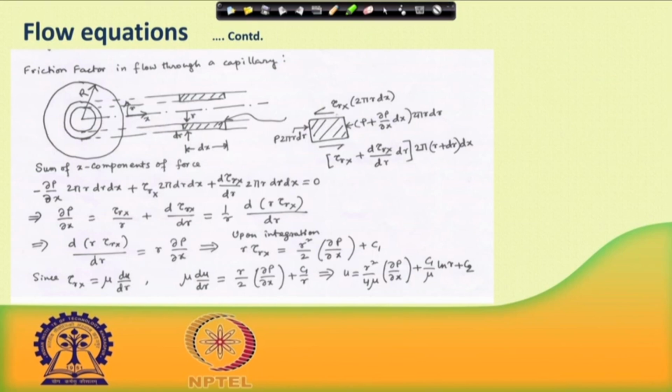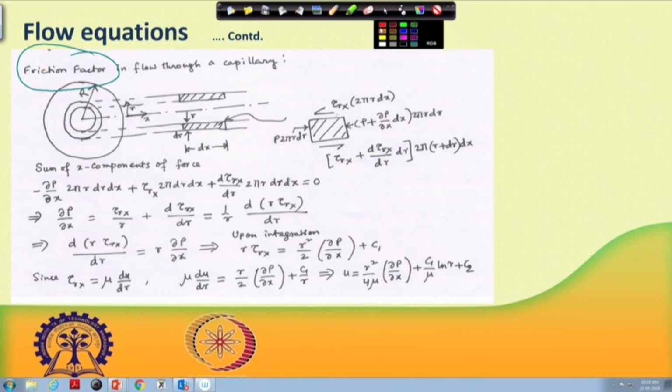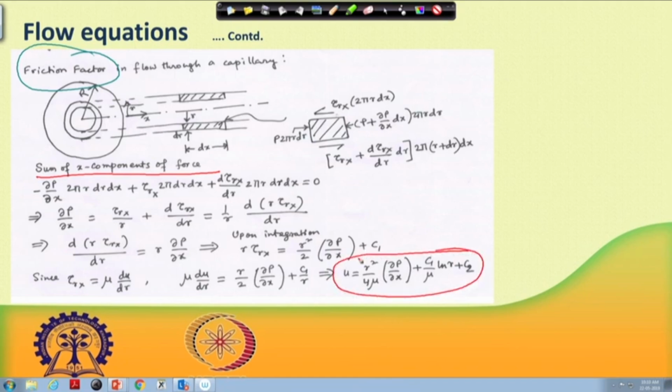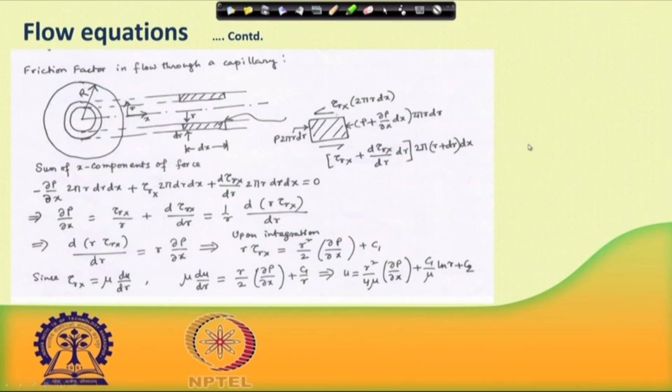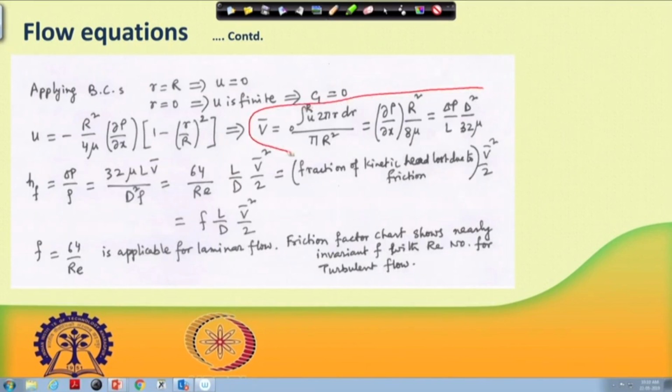In the last class we discussed the definition of friction factor. In particular, we did a momentum, a force balance equation, the sum of x component of force, and from there we arrived at the general equation for velocity profile. Farther down, we found the final form of the velocity profile, or in other words we are interested in the average velocity.